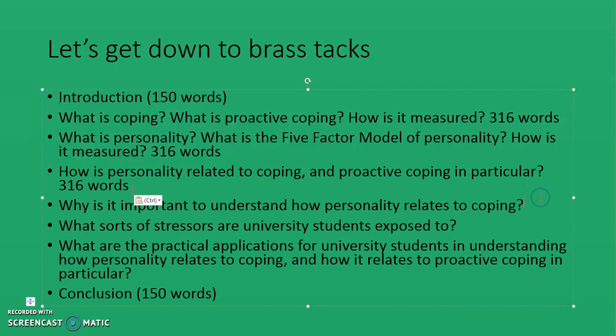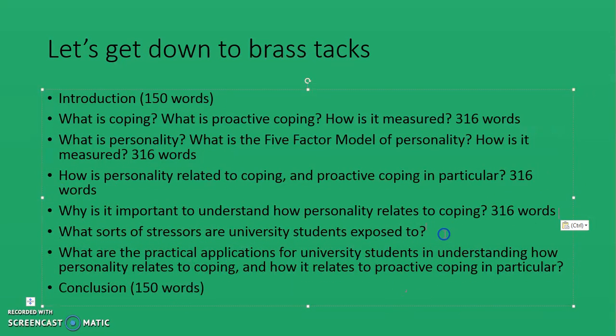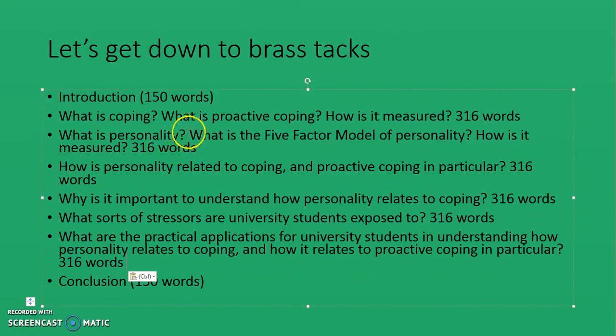I know that this is still feeling like a lot to write, but I'm going to talk a little bit more about how you can break this down even further. Okay, so your first main paragraph is what is coping, what is proactive coping, and how is it measured. I reckon that if you write about 100 words on each of these, the struggle will be not so much writing 100 words, but rather actually containing it within the 100 words.